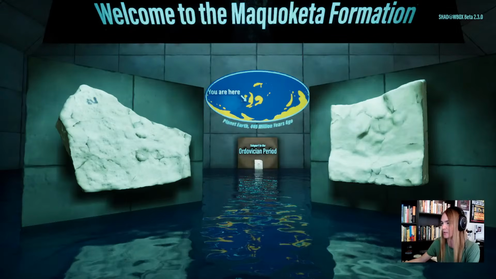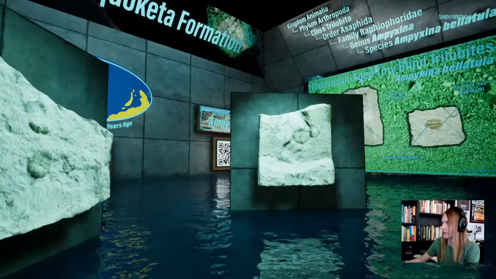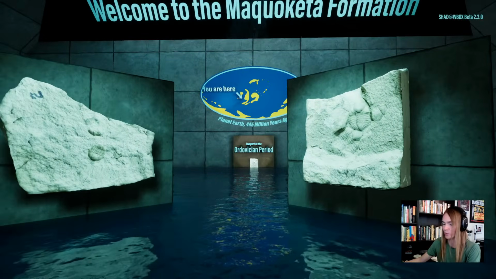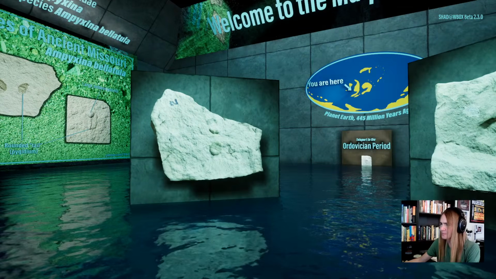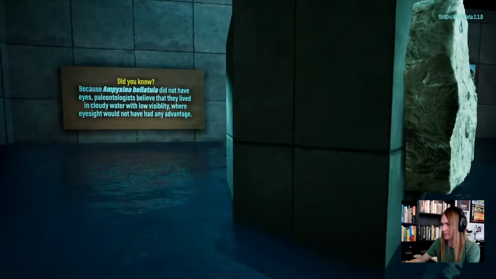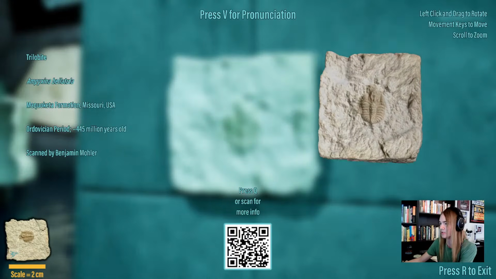Let's go ahead and teleport there. Welcome to the Maquoketa. There is only one species that's emphasized here currently, but we've got several different examples of it, and it is a really cute little trilobite called Ampyxina bellatula.